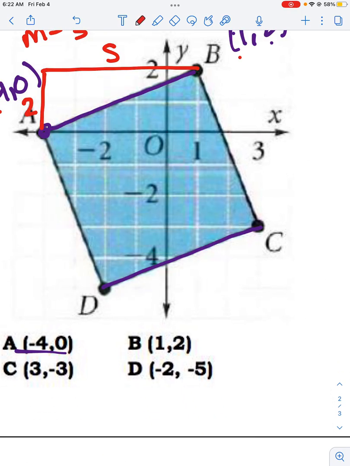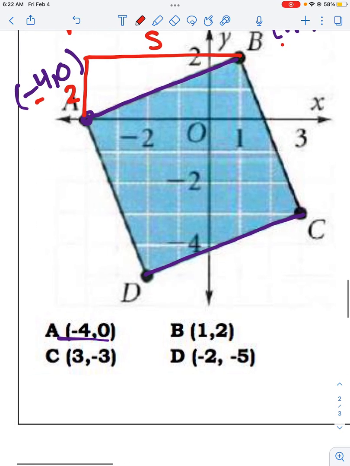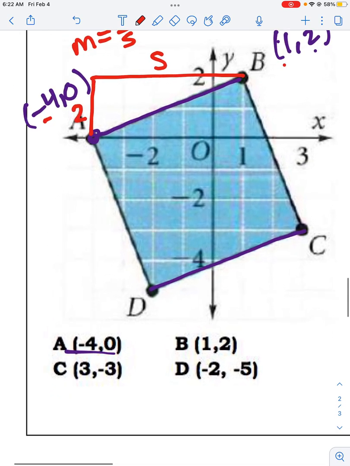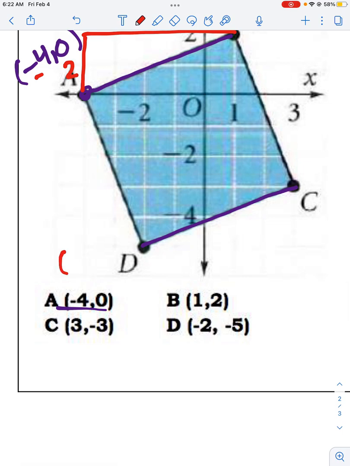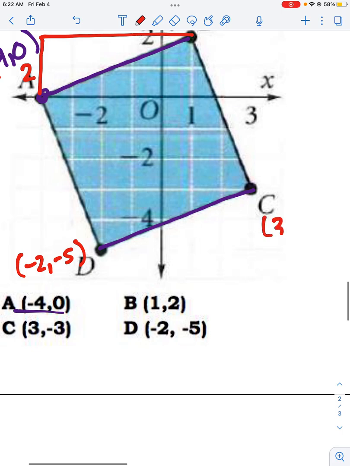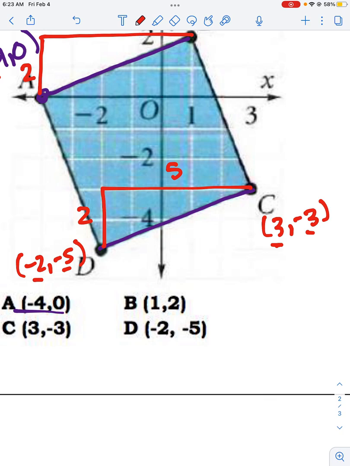And then I'm going to check D to C to see if it also has a slope of 2/5. So D is at (-2, -5). C is at (3, -3). So you can make a triangle that way, or we can go this way if you want to have it match the one above. So I can see again I'm going up 2, so from -5 to -3, and then running from -2 to 3 is going over 5. So my slope again is 2/5.